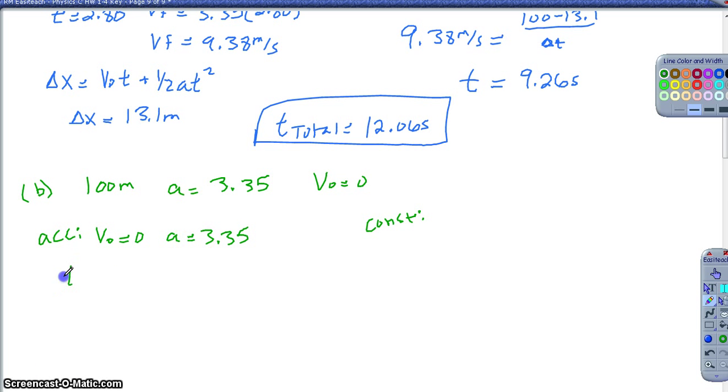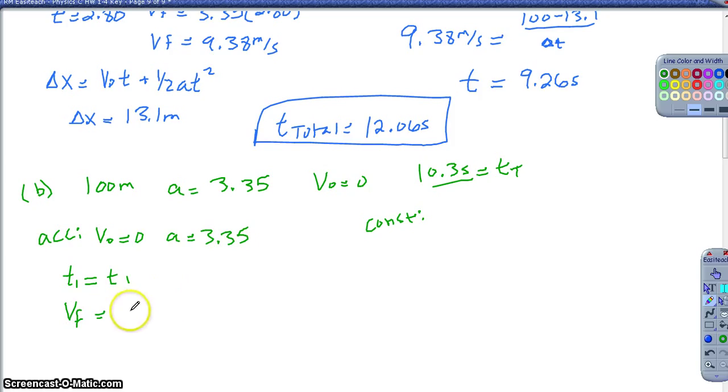I do not know the time that she spent accelerating, but I do know the total time she spent was 10.3 seconds, or that's the time she's aiming for. So I'll go ahead and list that up here, but I don't know that first time, so I'm just going to call it T1. I also don't know the first distance she went or her final velocity, but I'm going to represent her final velocity in terms of these measurements.